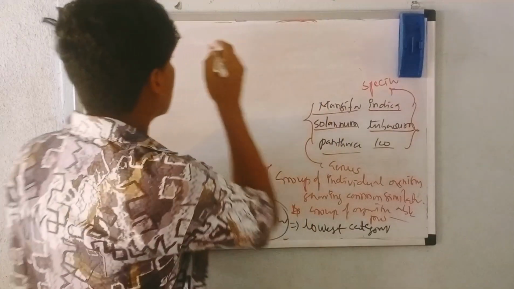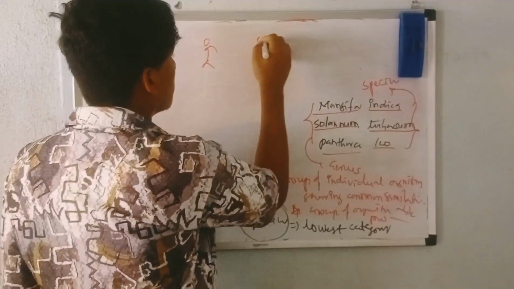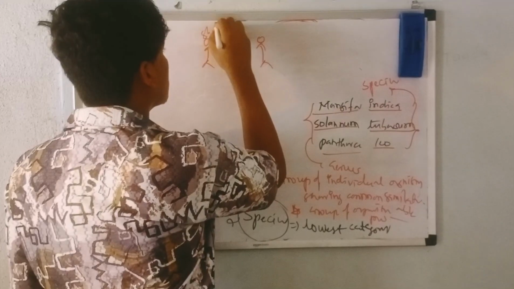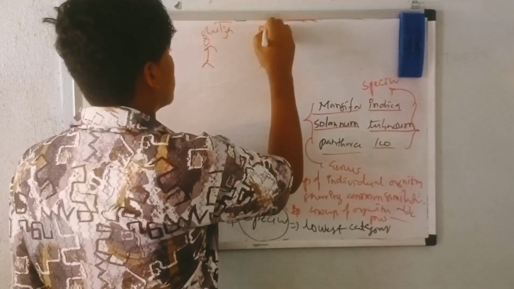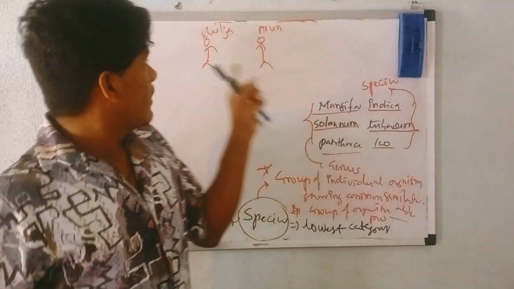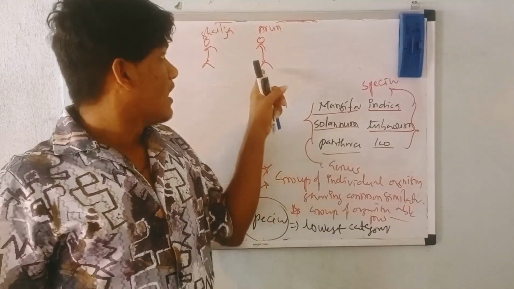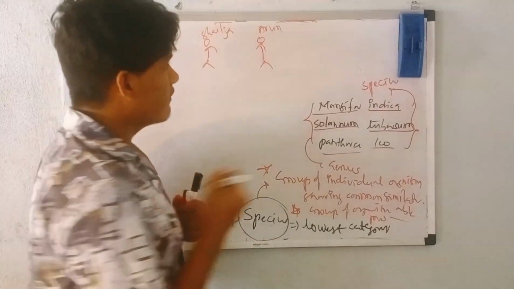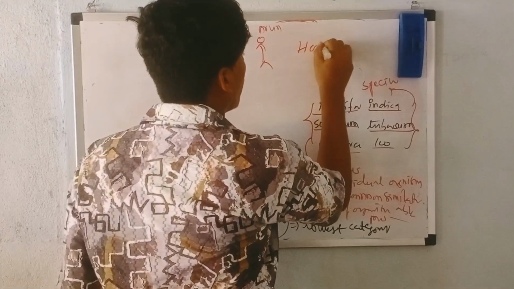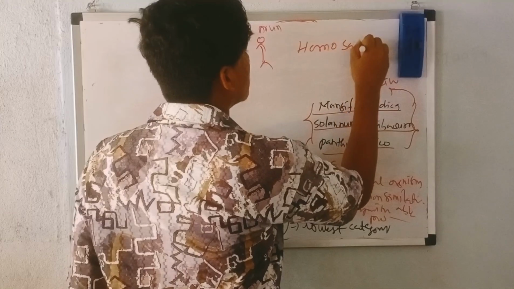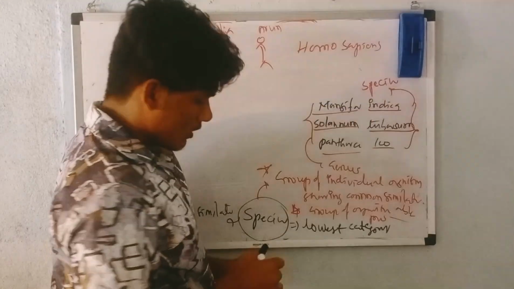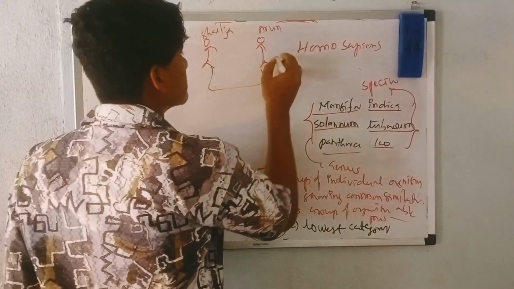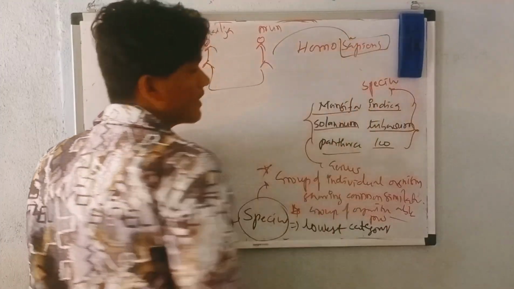For example, I am taking two names, Shailaja and Arun. Shailaja is a human being, right? And Arun is also a human being. What is the scientific name of the human being? It is Homo sapiens. So Arun and Shailaja both belong to the same species, that species is called sapiens.